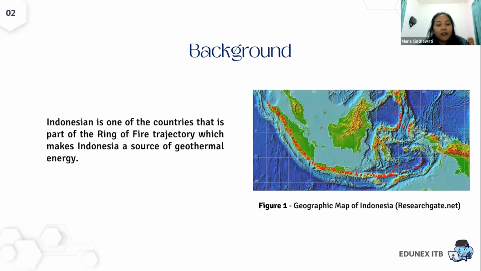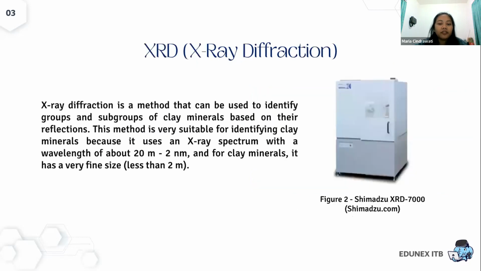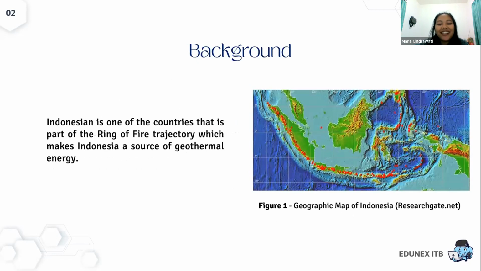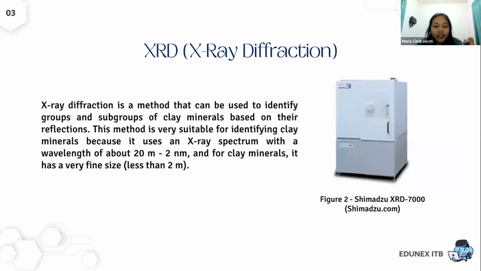Indonesia is one of the countries that is part of the Ring of Fire trajectory, which makes Indonesia a source of geothermal energy. The geothermal potential of an area can be known through changes in the texture, mineralogy, and chemical composition of rocks caused by hydrothermal fluid activity. My research is more focused on the mineralogy. So the characteristics of the mineral types can be determined by using XRD, X-ray diffraction.